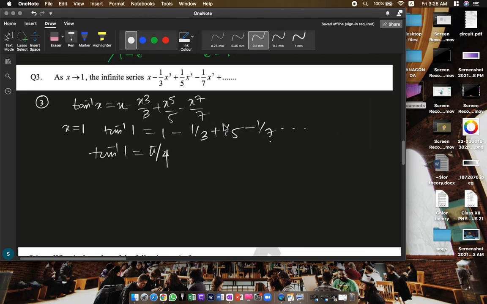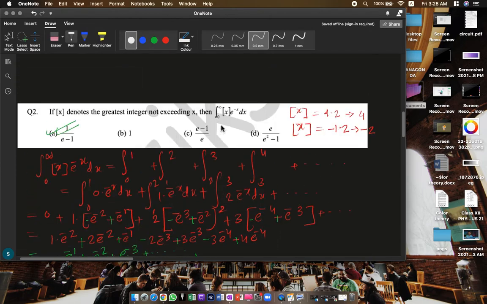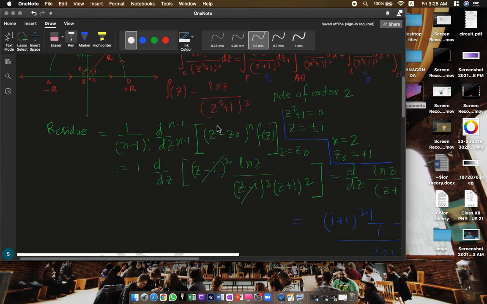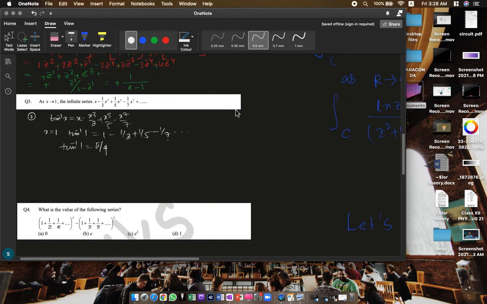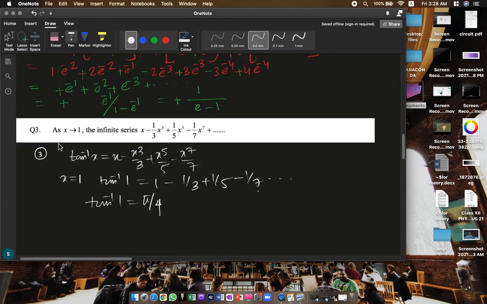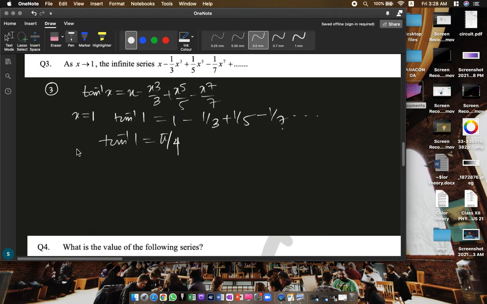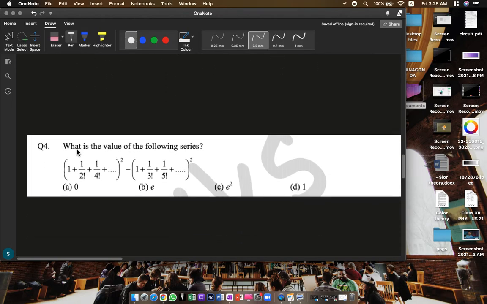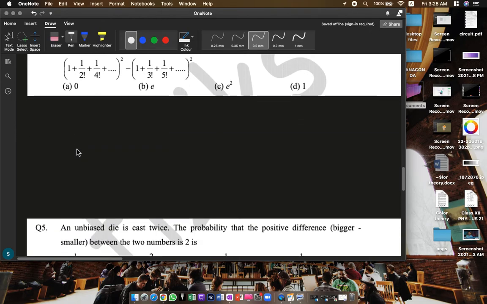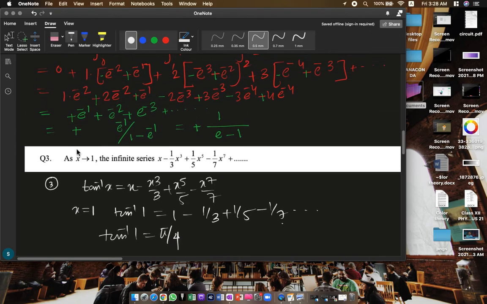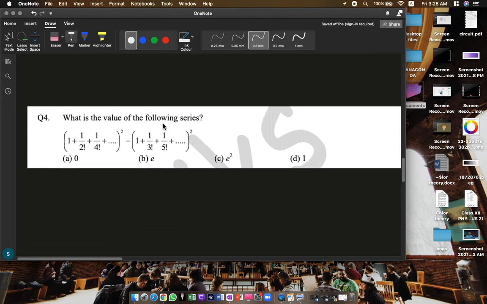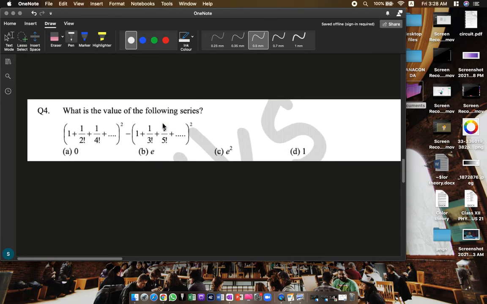So if you know the series, then this will be very easy for you. Otherwise you need to use complex analysis and find out the value of the convergence, or whether it is diverging. So you need to do the convergence test. But if you know the value of this series, then it will be really helpful for you to write down the answer. Alright, so this series converges at the point pi by 4. Okay, now what is the value of the following series?